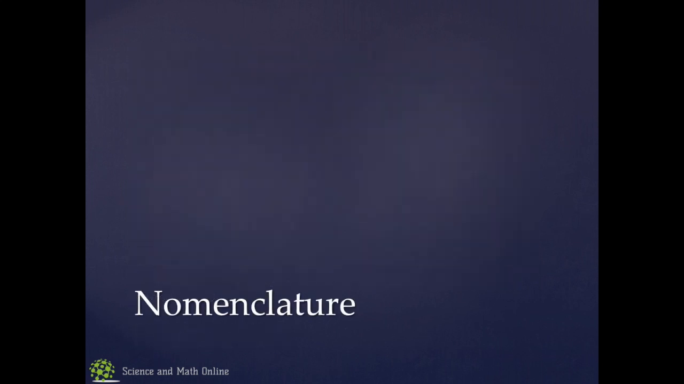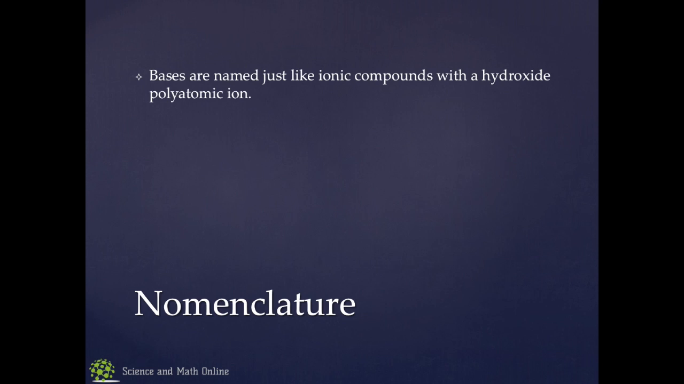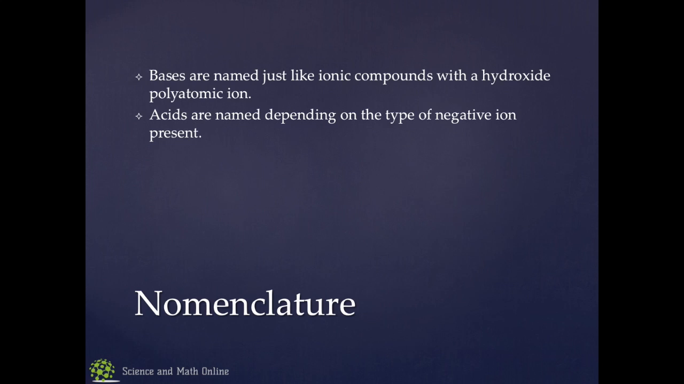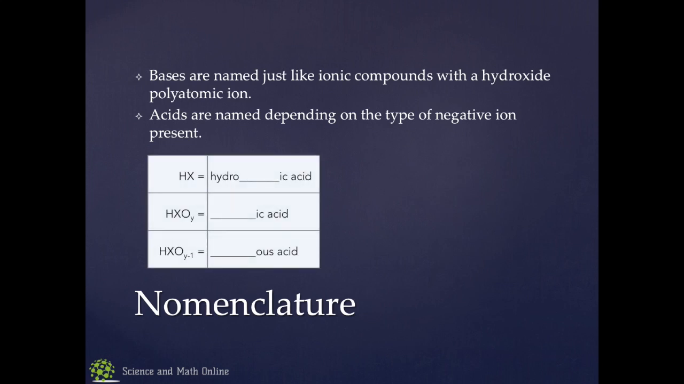Looking at nomenclature. Bases are named like any other ionic compound with a hydroxide. So you've got sodium hydroxide, potassium hydroxide, barium hydroxide. The naming works the same. Acids are different. Acid names depend on what type of ion you have. If it's just a nonmetal, you say hydro-ic acid, like hydrochloric acid.